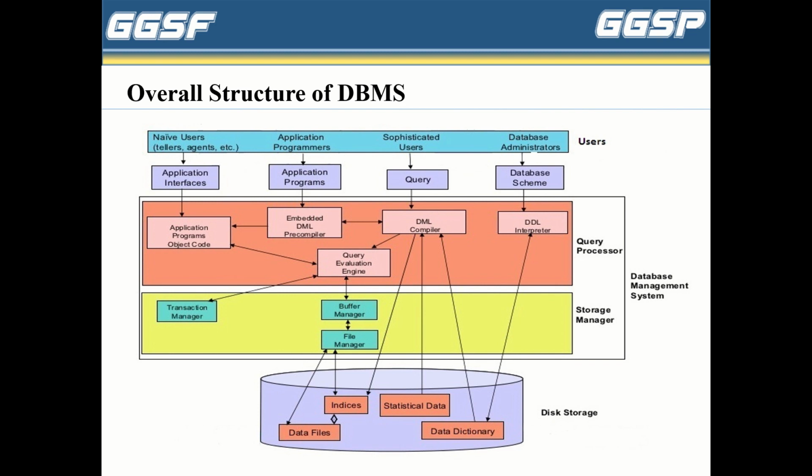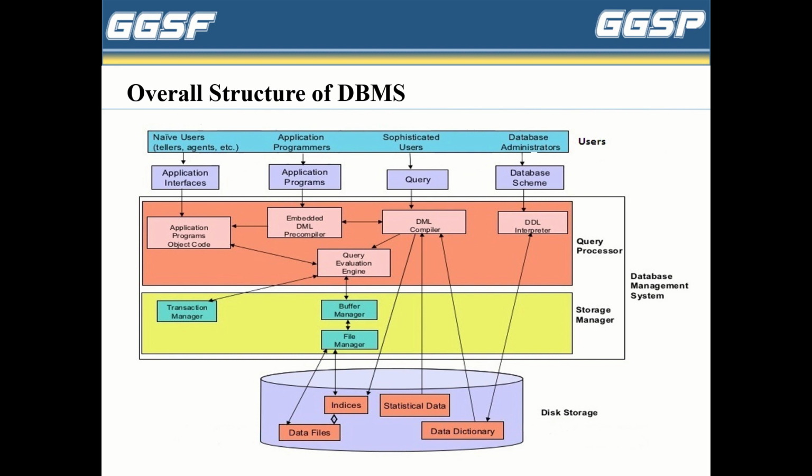So the overall structure of database management system is divided into three parts. First one, user level. Second one, database management system level. In the database management system, the query processor and the storage managers are there, and last level, that is disk storage level. So the basic structure of database management system is divided into three parts. Let's see one by one. So first we learn the user level, second database management system level, and the disk storage level.